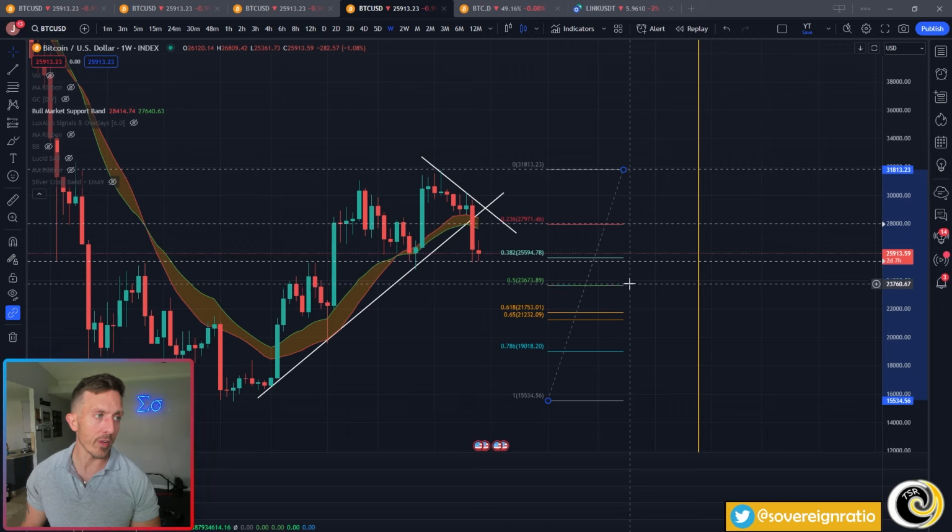If the 0.5 fails here at 23, somewhere between 23 and 23.5, and then also we are at the 0.382 right now, just kind of grinding sideways. If those were to break, I definitely think 21.5, 21.3 would be a major point of interest.